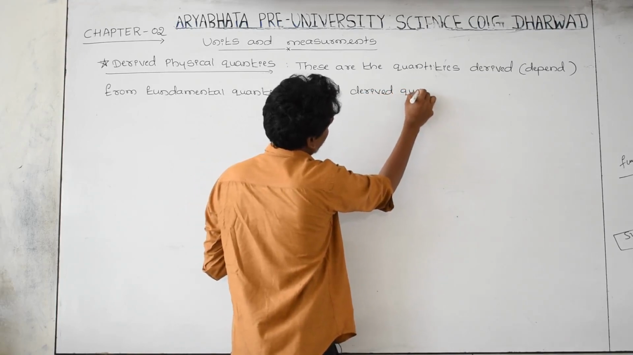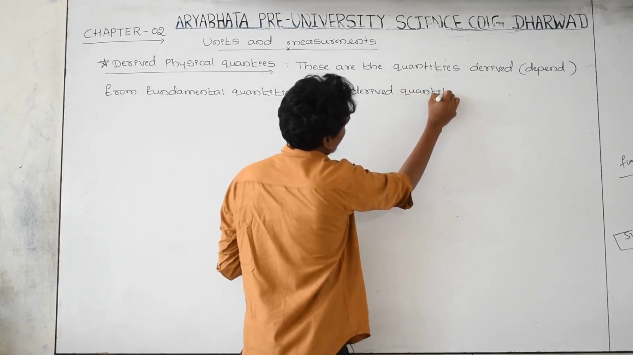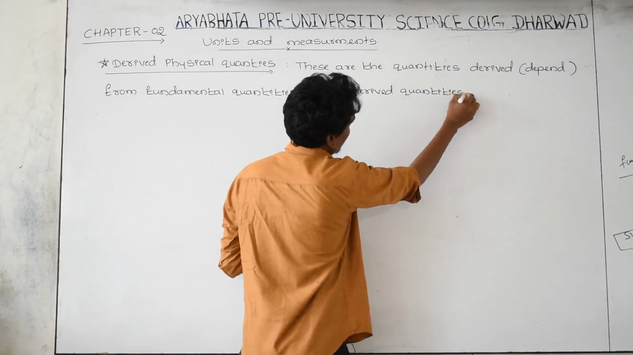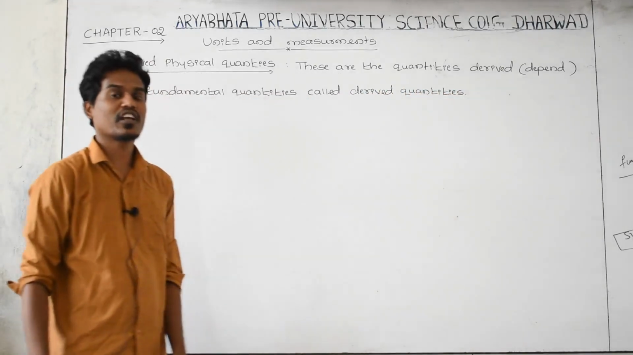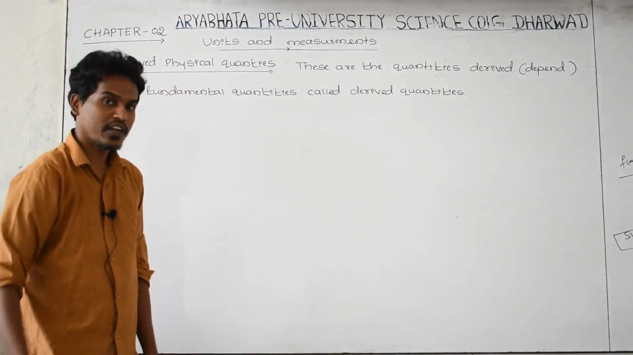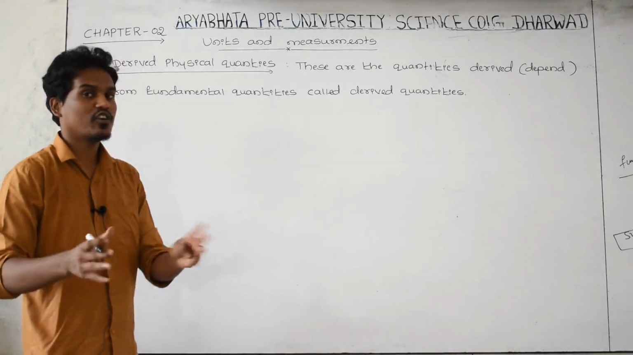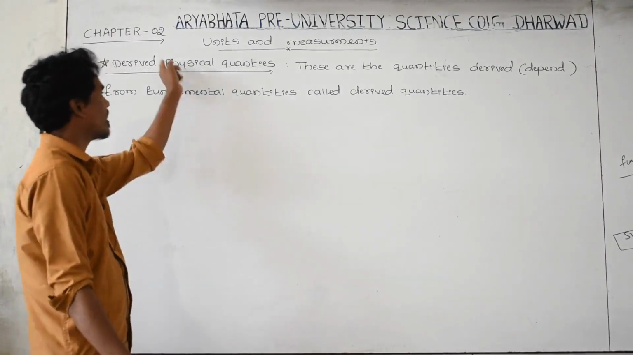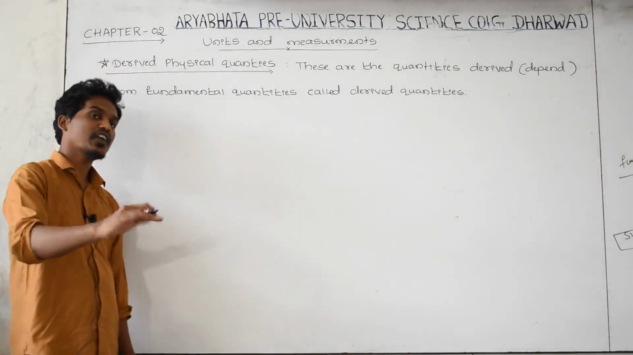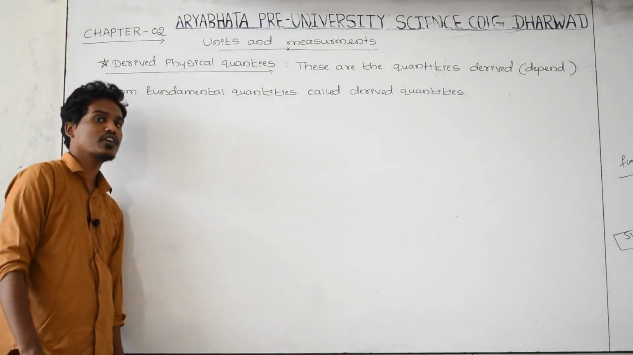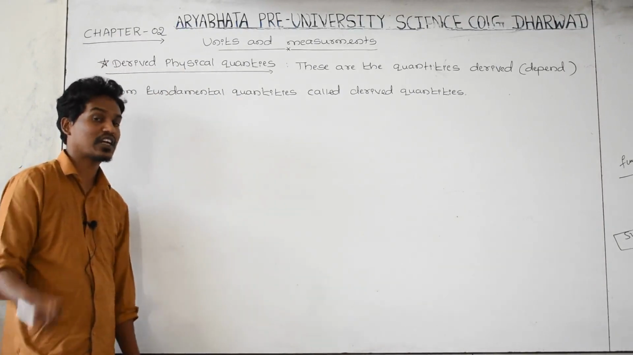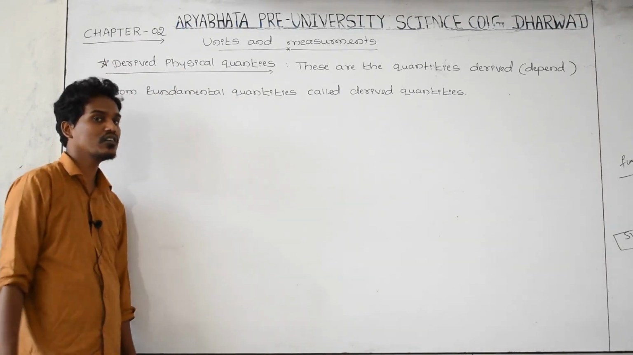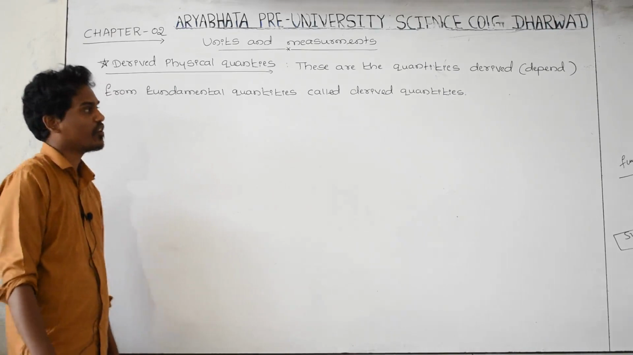What do you mean by basic quantities or fundamental quantities? The quantities which are not depending upon some other quantity, they are independent of each other. Those quantities are called fundamental quantities. But derived quantities are depending upon some other quantity. Which quantity? Fundamental quantities. A quantity depending on fundamental quantities is called a derived quantity.